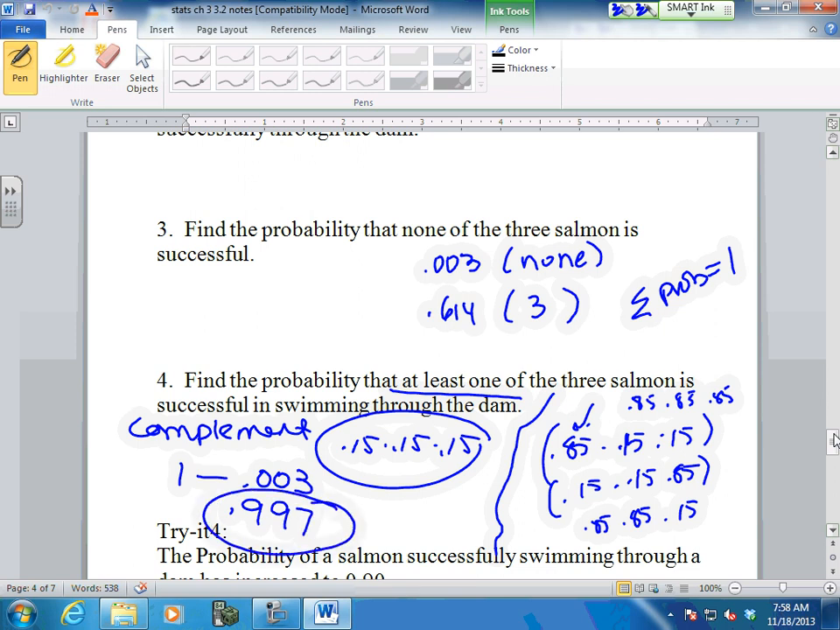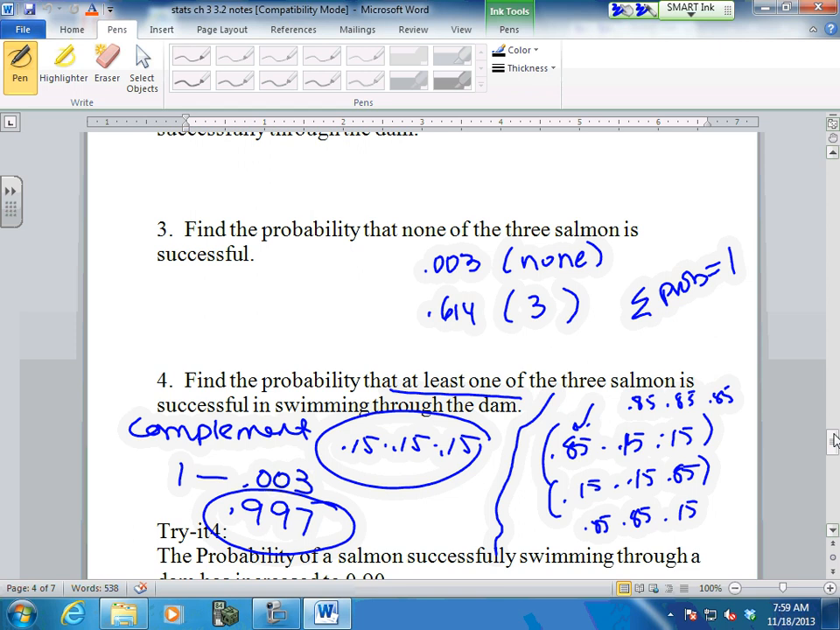The probability, don't forget, that one swims through is very high. So the probability that at least one makes it out of three has to be very high. If you say at least one, you could have one, you could have two, you could have all three. You could also have them in any order. That adds to our situation. So the only thing that cannot happen is that all three failed.